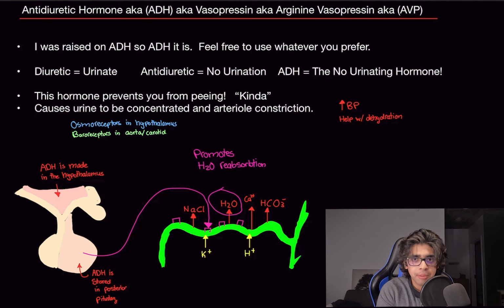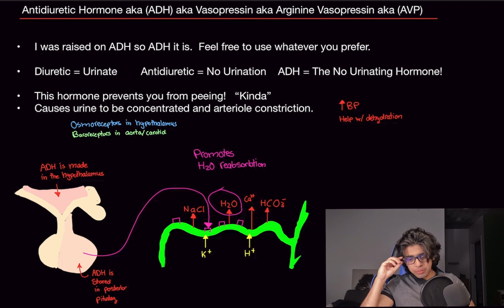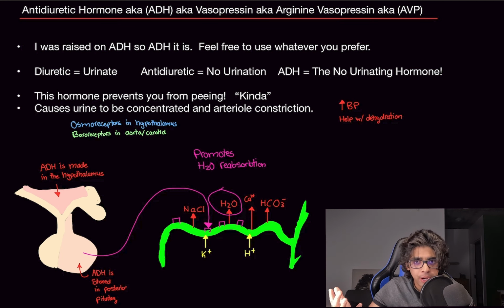I've never heard a single person in my life say arginine vasopressin, but it is also called that because the receptors for ADH are arginine based. It's a little fun fact. I call it ADH. I will always call it ADH. Actually, I may accidentally say vasopressin, but just roast me in the comments, whatever. Okay, what is it? It's called antidiuretic hormone.